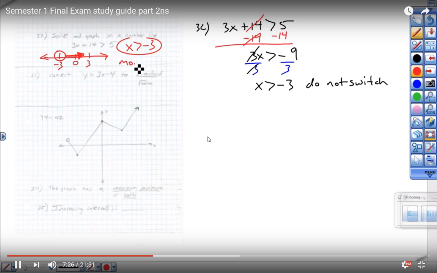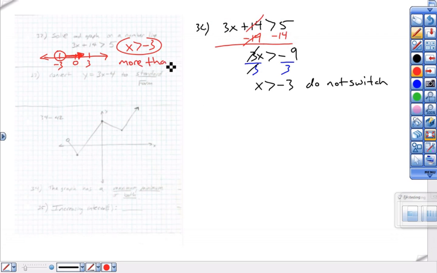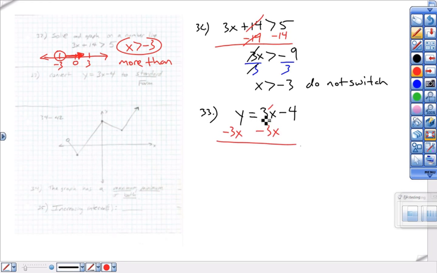Alright, 33, changing that to standard form. Standard form has y and x together with that x term first and that x term made positive. So y equals 3x minus 4. I'm going to start by subtracting that 3x to get it over there with the y. Subtracting 3x on both sides, I should say.